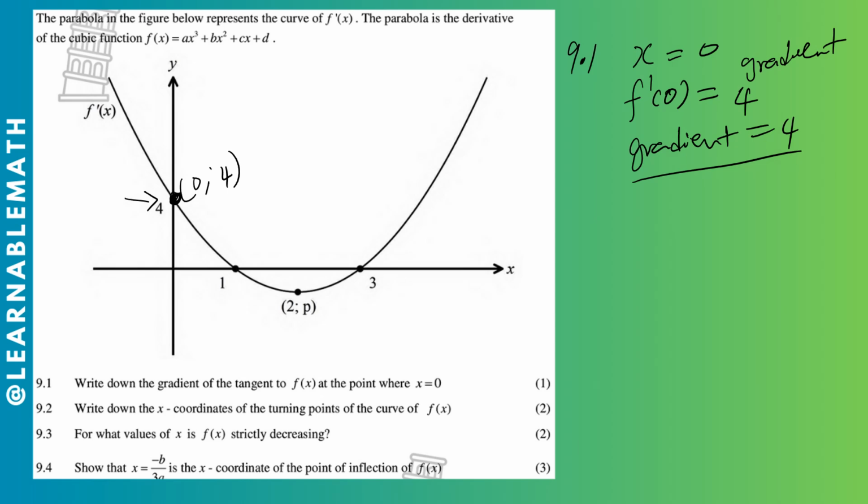So that's why it's 1 mark. It's just for you to take it from your graph. It's your y-intercept there. X equals 0, y equals 4 on the first derivative. That is it. Let's go to 9.2.